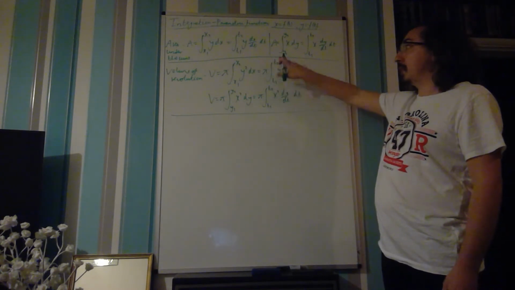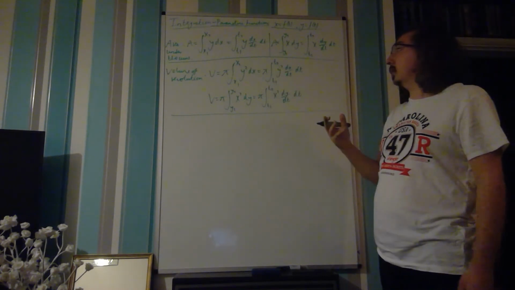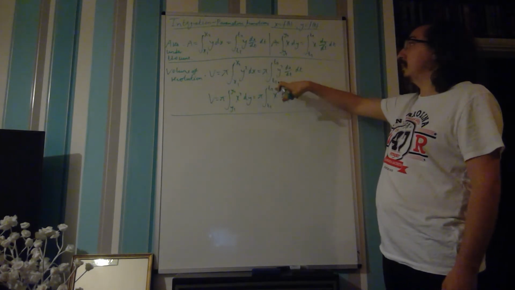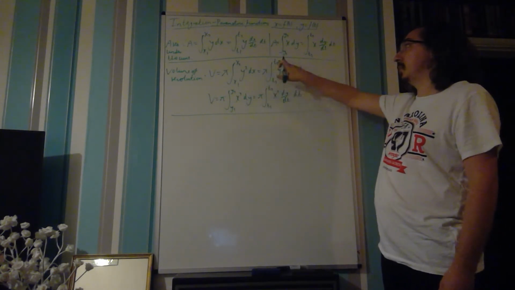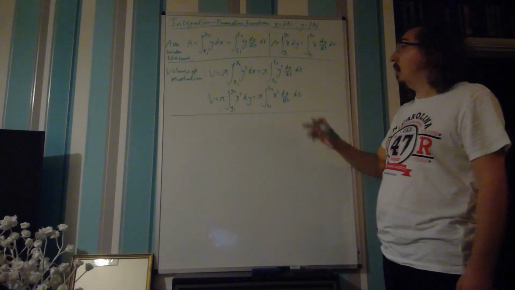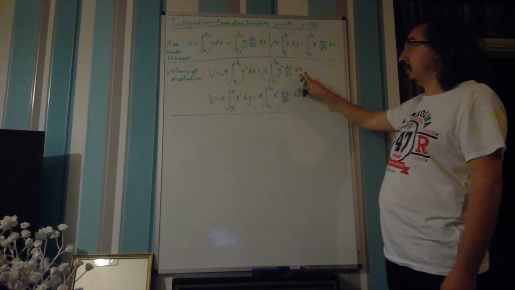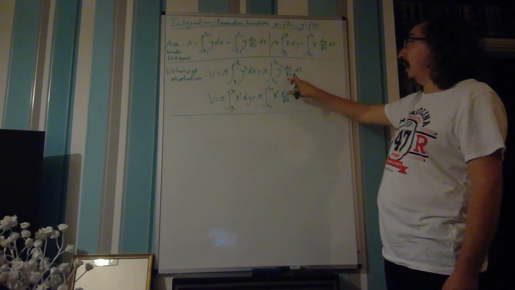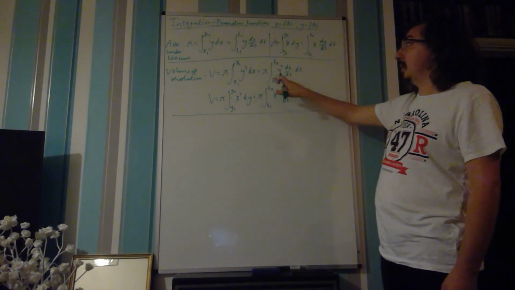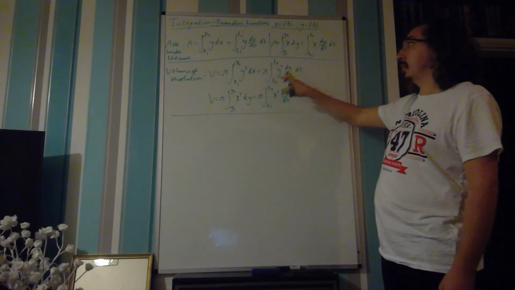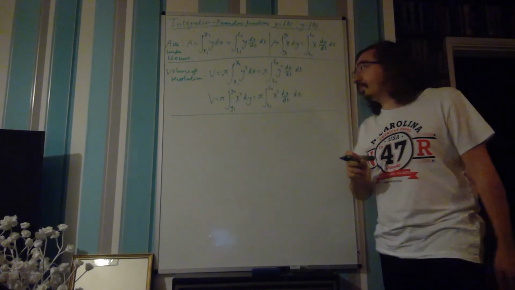So if our limits are given in terms of the parametric variable t, we've got pi between the limits of t1 and t2 of y squared times dx by dt, integrating with respect to t. Again, the dt's cancel, leaving you with pi, the integral of y squared dx.